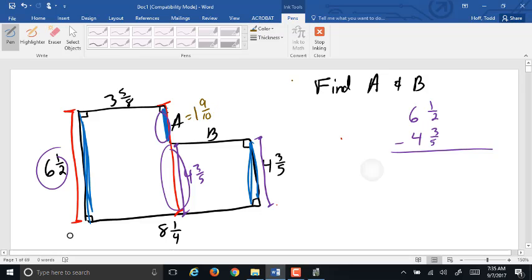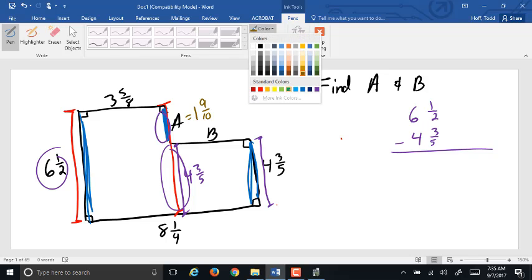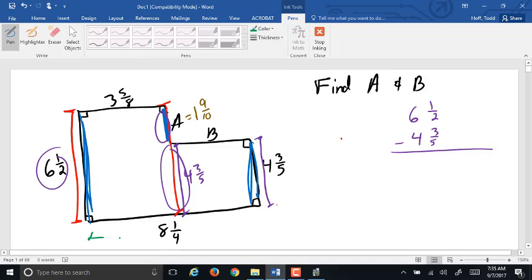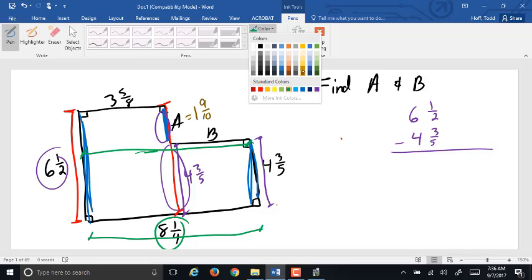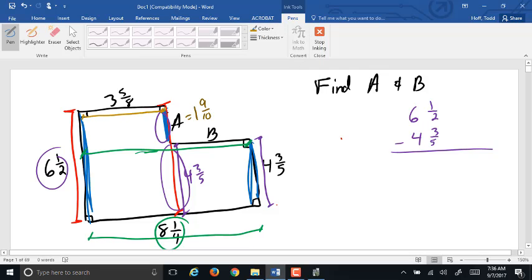B then, same type of thing. We know that this distance here and this distance here has to be the same. So this total distance here in green has to be 8 1/4. But then we also know this distance here and this distance here have to be the same. This is 3 5/8. So 3 5/8 plus B has to be 8 1/4. That's going to be 8 1/4 minus 3 5/8, which is going to give us what? 4 5/8, right?